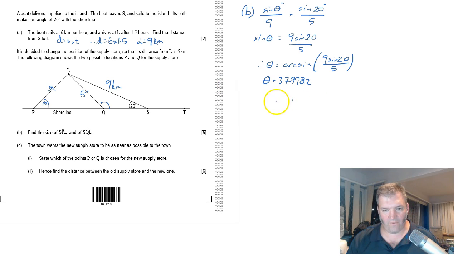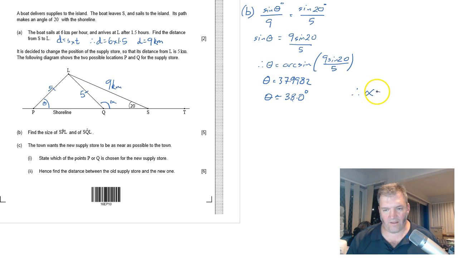We are better off writing it to 6 decimal places first. So theta is approximately equal to 37.9982. We can round that off to 38.0 degrees. I need the 0.0 because I need to have it to the correct number of decimal places. Over here, Q is going to be alpha.